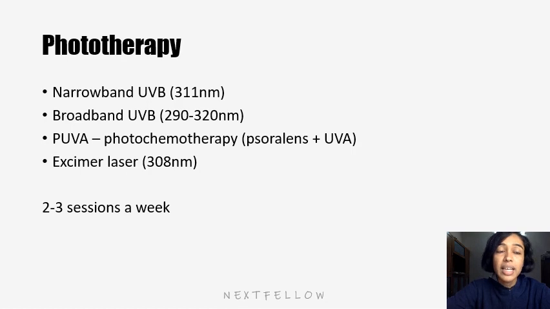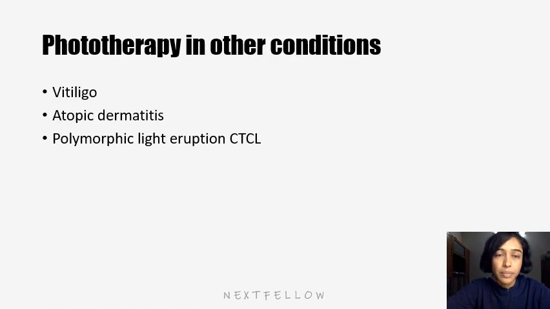Excimer laser is basically a laser which emits a wavelength of just 308 or 311 nanometers. This is also used for just limited plaques of psoriasis. Sessions of phototherapy are usually done 2 to 3 times a week. Other conditions that improve with phototherapy are vitiligo, atopic dermatitis, some severe eczemas, and certain conditions which are light sensitive. So polymorphic light eruption can also be treated with phototherapy to sensitize the patient. Cutaneous T-cell lymphomas sometimes are also treated with phototherapy.